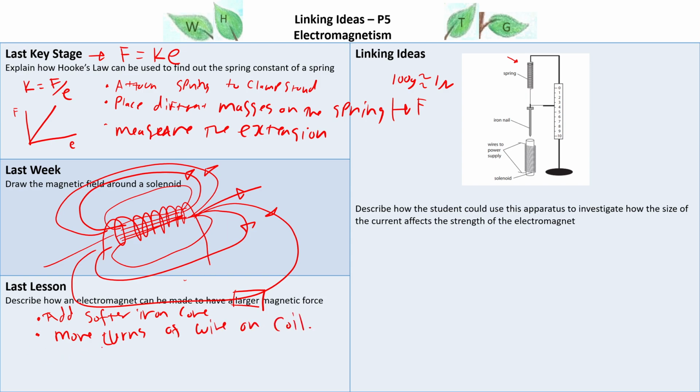Now that language is very important. You have to say turns of wire, but I've already gone over that. And then the last one is you would need to have a larger current flowing through the coil. Now, hopefully we all were able to get those three.